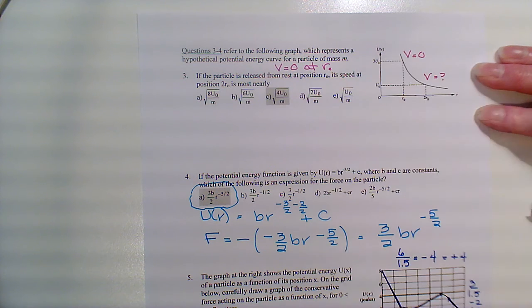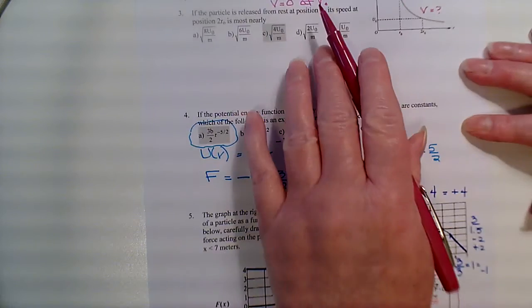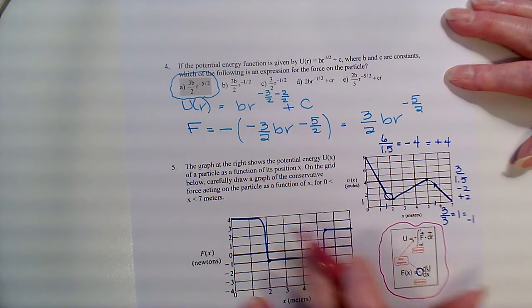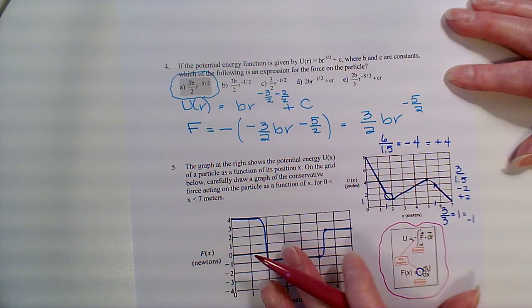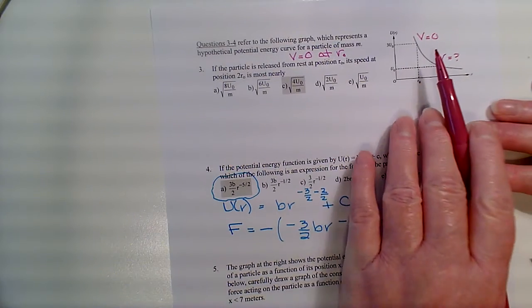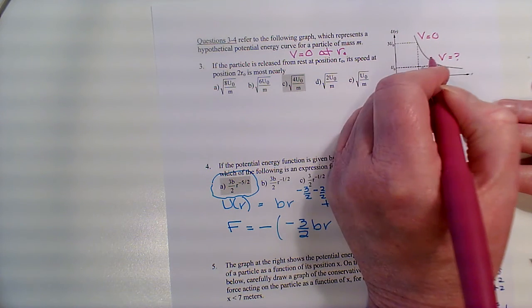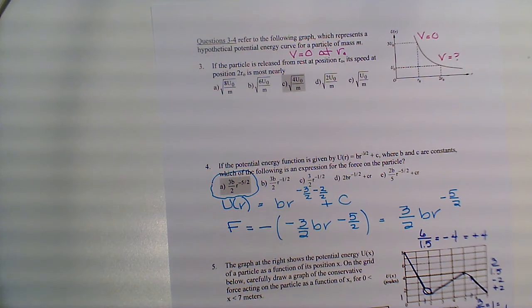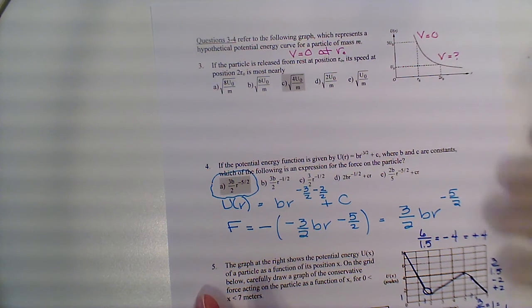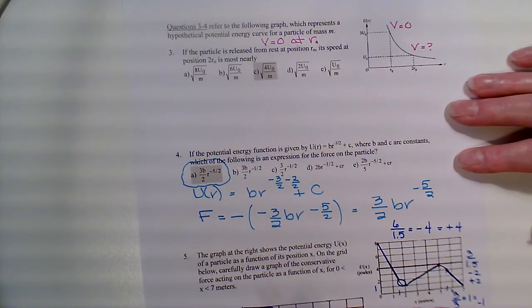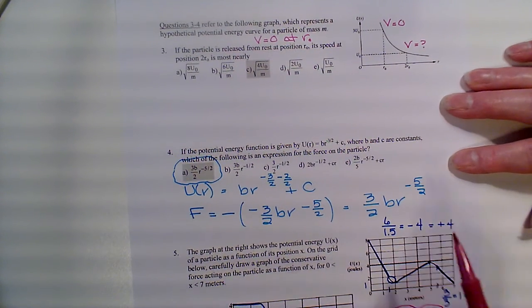So they're not asking me about force, so I'm not going to worry about the slope or area under the curve stuff. They're talking to me about potential energy that I can read off a graph, and they're asking me about velocity. That's my clue that I'm going to treat this like a conservation of energy problem.